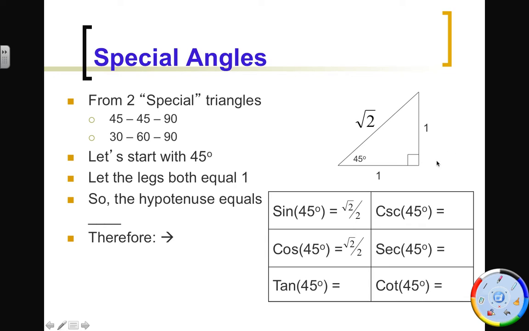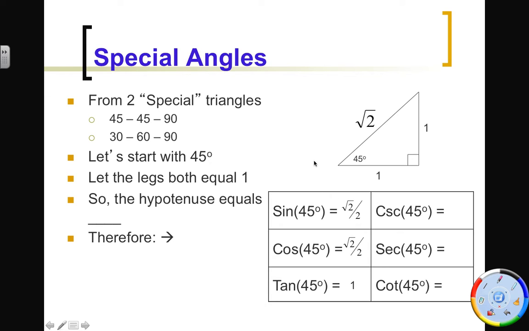Then we can look at the tangent being the opposite over the adjacent, and opposite over adjacent in this case is 1. There are 2 ways to think about the next 3, the cosecant, the secant, and the cotangent. First is to just look at the triangle and go, okay, it's hypotenuse over opposite. Or you just think about, okay, cosecant is the reciprocal of sine. Now, this is the simplified version.